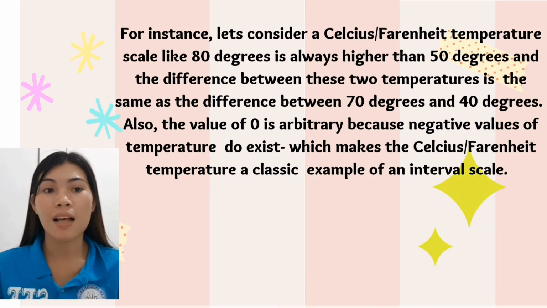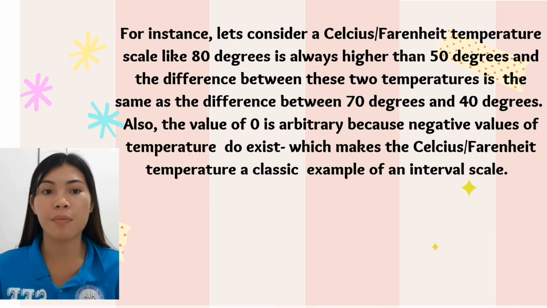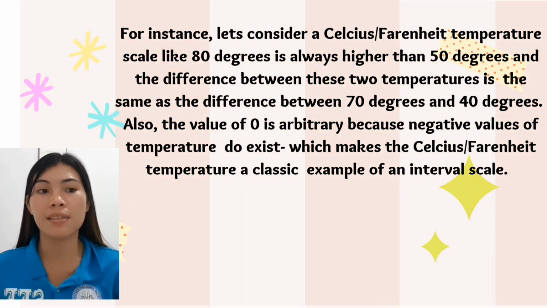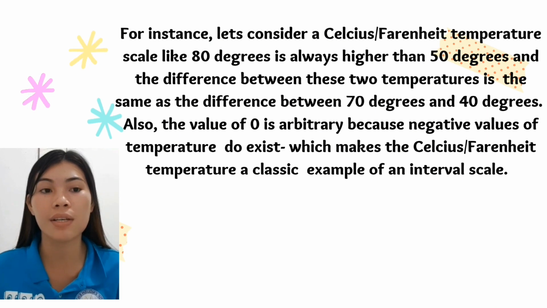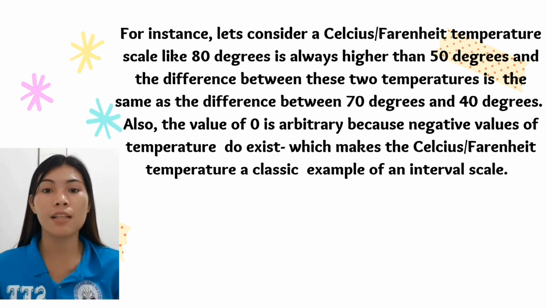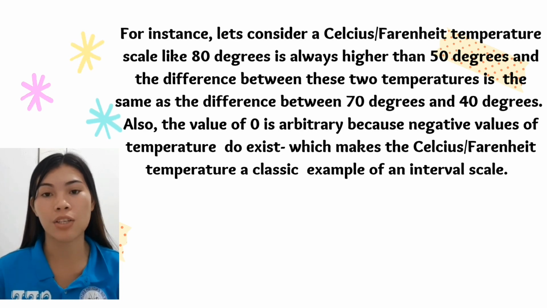For instance, let's consider a Celsius or Fahrenheit temperature scale. 80 degrees is always higher than 50 degrees, and the difference between these two temperatures is the same as the difference between 70 degrees and 40 degrees. Also, the value of 0 is arbitrary because negative values of temperature do exist, which makes Celsius or Fahrenheit temperature a classic example of an interval.